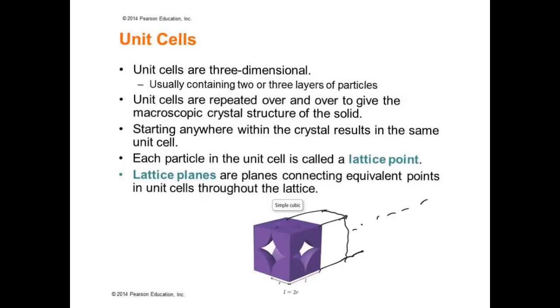And each particle is called a lattice point. So if we look at this atom right here, that's part of an atom, but that whole atom, if you build it all the way out, they're just drawing them as spheres here. Those are your lattice points. And then you have lattice planes, and these are the planes that connect equivalent points. So here's one plane, like that. Here's a plane. And they just keep building that way, and they can build up and build down and build out.